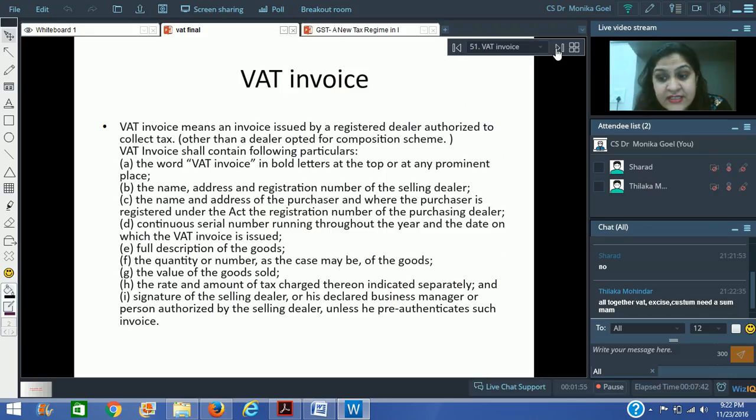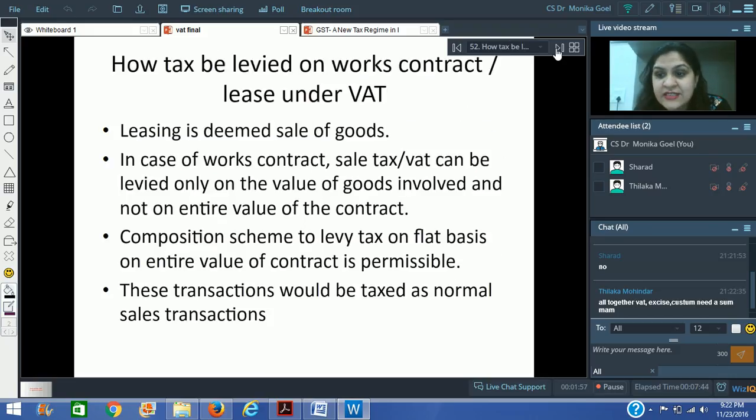All together, VAT, excise, customs, need a summary, ma'am. Okay, you want just a snapshot of everything. I think that will happen when I discuss GST with you, because VAT, excise and service tax would be covered there.